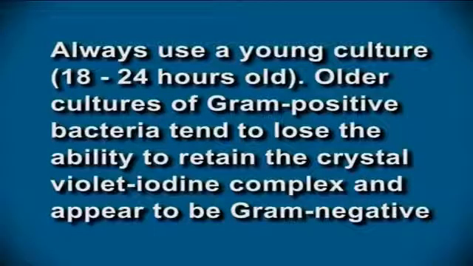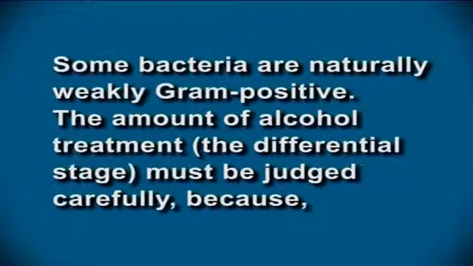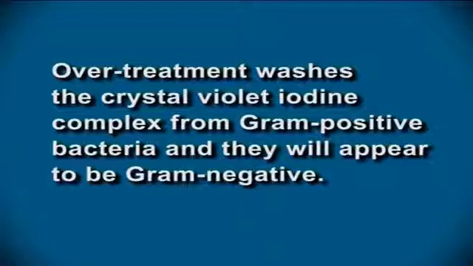Dear viewers, please note here that you should always use a young culture, that is 18 to 24 hours old only. Older cultures of gram-positive bacteria tend to lose the ability to retain the crystal violet iodine complex and appear to be gram-negative. Some bacteria are naturally weakly gram-positive. The amount of alcohol treatment, the differential stage, must be judged carefully because over-treatment washes the crystal violet iodine complex from gram-positive bacteria and they will appear to be gram-negative.